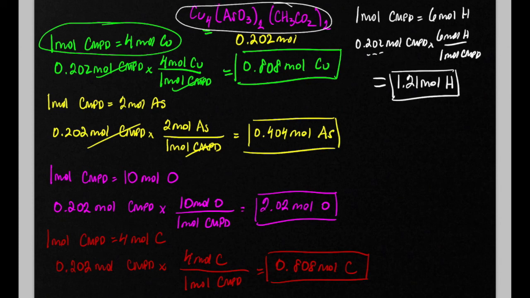Okay, so pretty crazy looking formula there, but that's how you calculate the moles of the compound and moles of copper, arsenic, oxygen, carbon, and hydrogen.